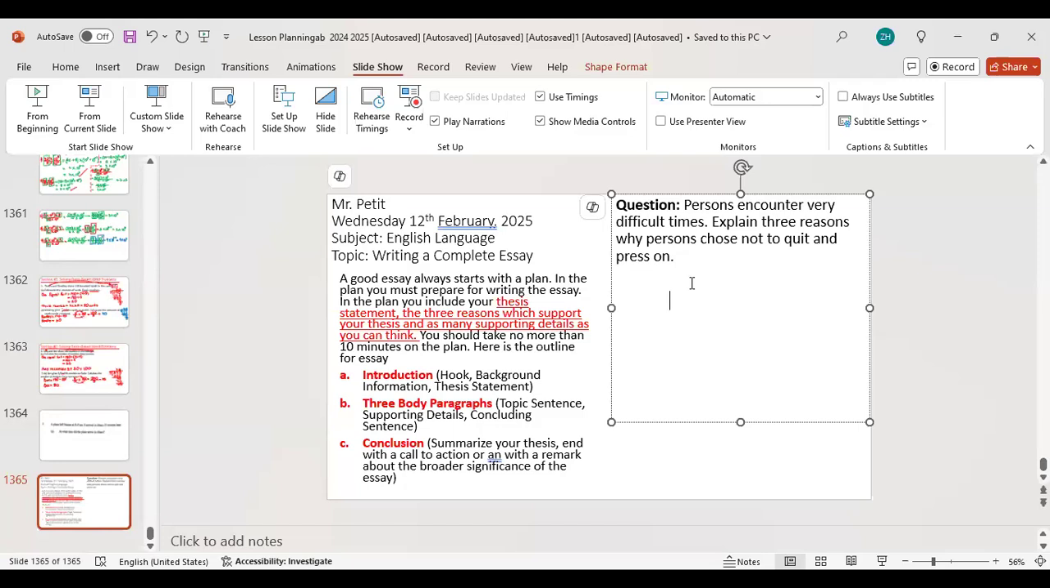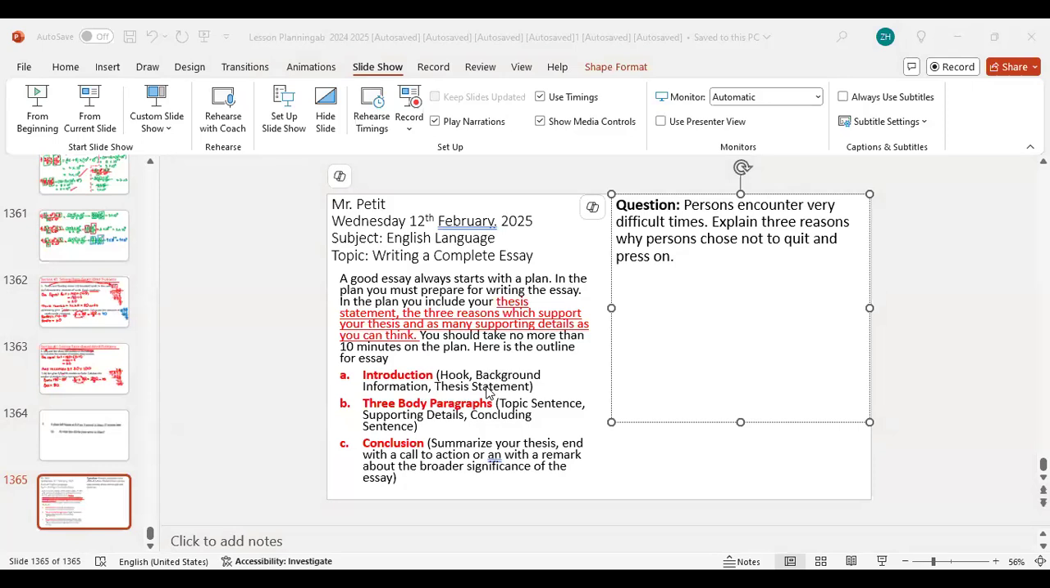Yes. And then maybe you could say, let me tell you about a few examples where persons strived on. I don't know, something like that. The problem is you need to have background information. You can't just jump into it. After the hook, you need to get background information, and then you go to your thesis.